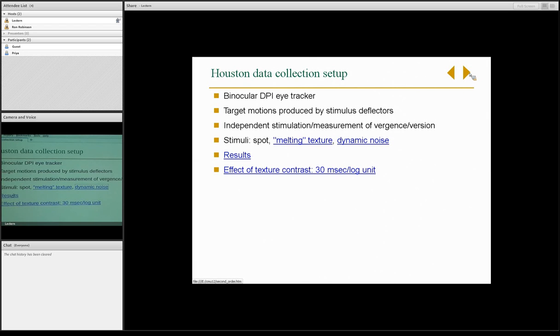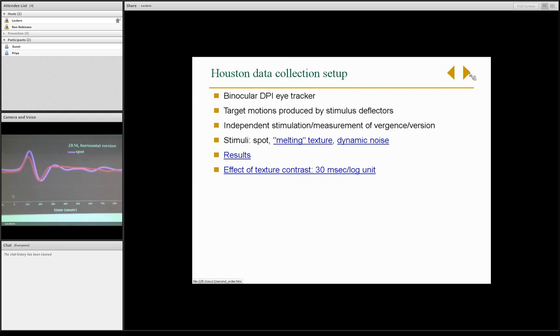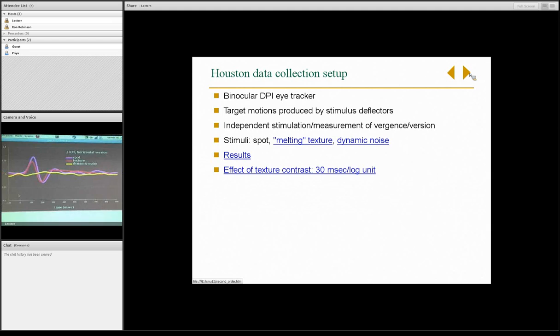So again, with apologies to the remote people that can't see the results. These are correlograms computed as we saw on the previous panel, and the magenta here is the single spot. We get a nice big response. For the melting texture, we get a comparable response. And then for the dynamic noise, we get almost nothing.